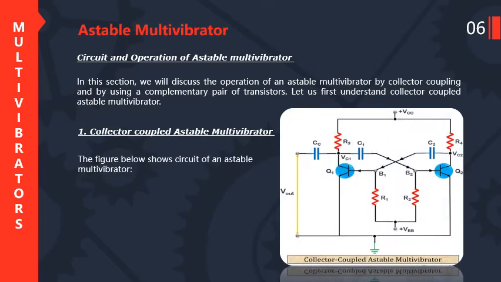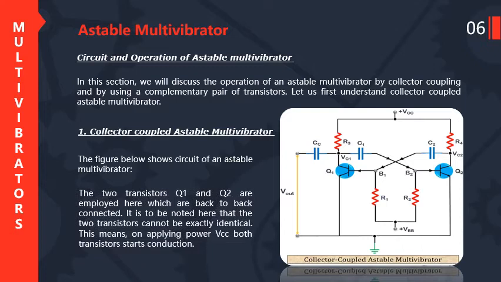So this is the diagram of the collector coupled astable multivibrator circuit. In this circuit, two transistors are used, Q1 and Q2, and resistor and capacitor combinations are used. So this is the circuit diagram for collector coupled astable multivibrator. The two transistors Q1 and Q2 are employed here, which are connected back-to-back. It is to be noted here that the two transistors cannot be exactly identical. This means on applying the power VCC, both transistors start conducting.